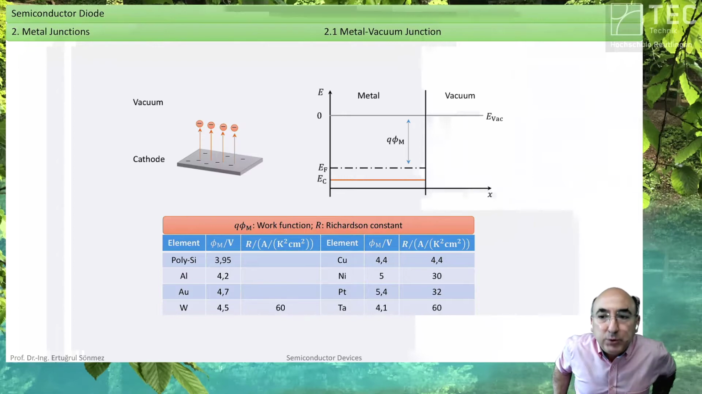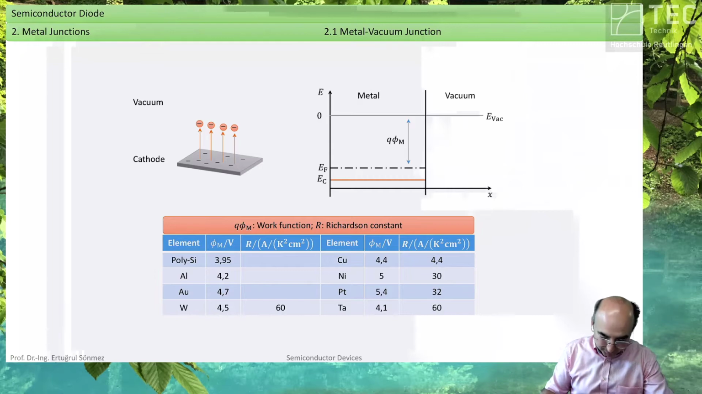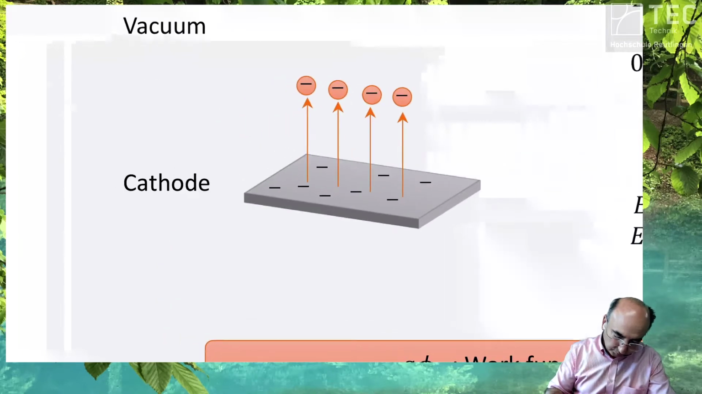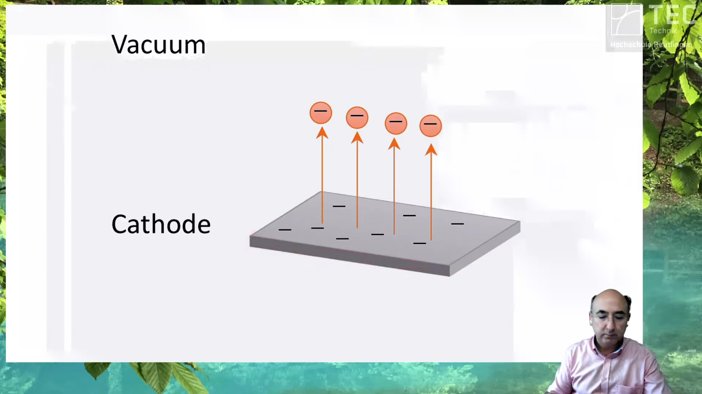Now let's go towards other types of diodes. To start this procedure, we start to think about a metal vacuum junction. Think about metal. So you have a piece of metal in your hand. You look on it and say, yeah, metal, it's neutral.